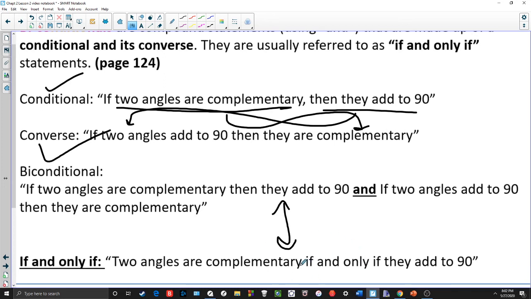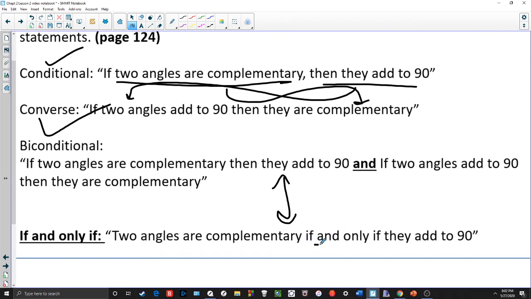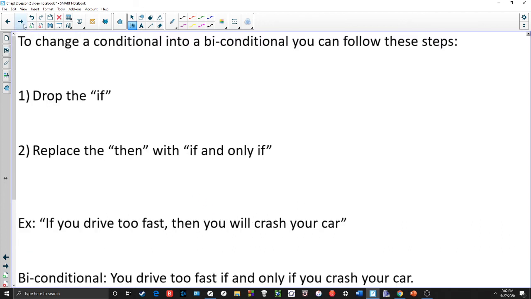Now this doesn't look like much, but when you see this "if and only if," that means that this statement is true forwards and backwards. So if two angles are complementary, then they add to 90, and if they add to 90, then they are complementary. So when you hear the words "if and only if," that's what it's implying. It's a stronger implication than just your normal if-then type statement.